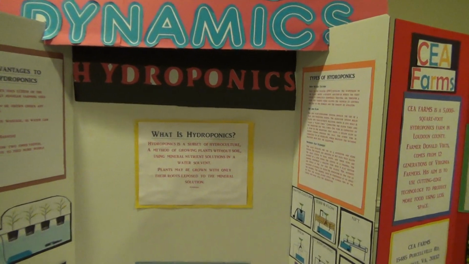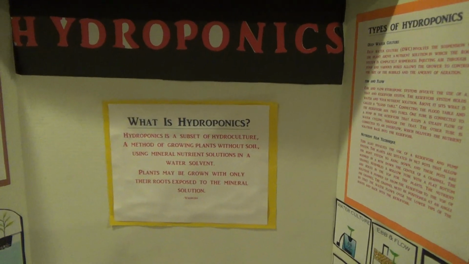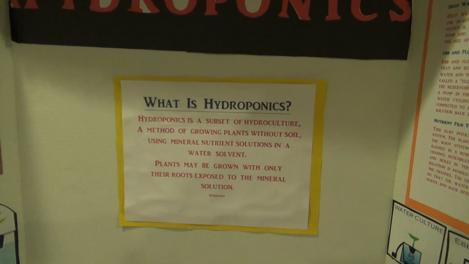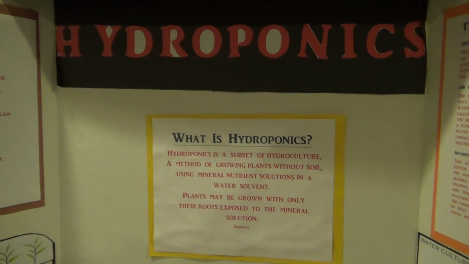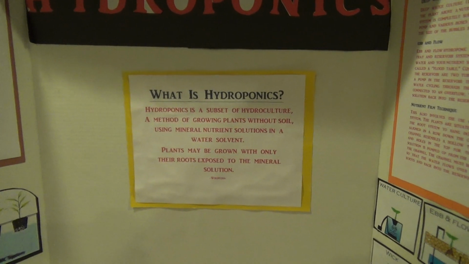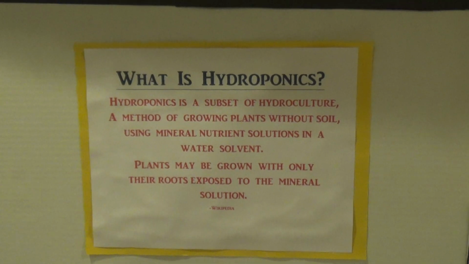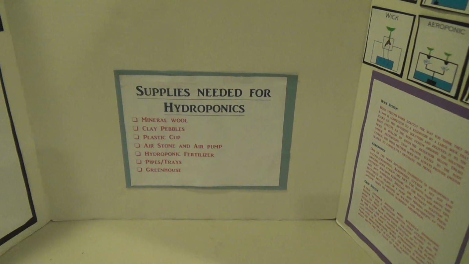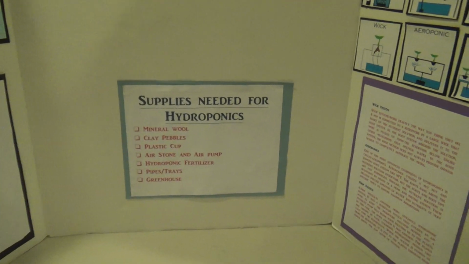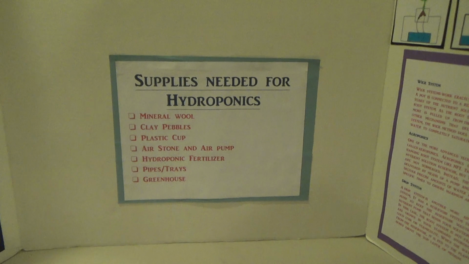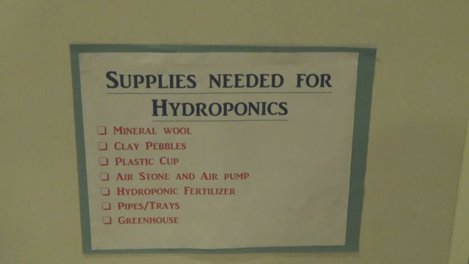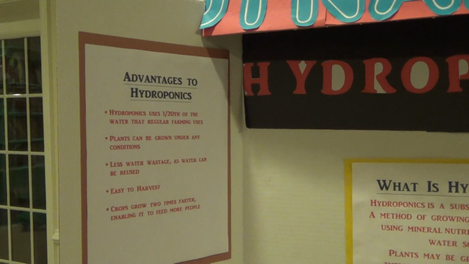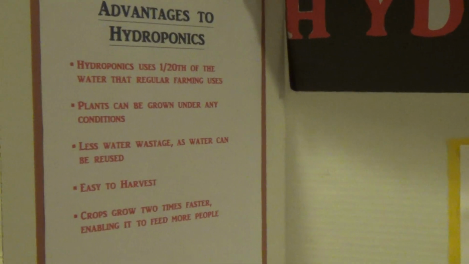What is hydroponics? Hydroponics is a subset of hydroculture, a method of growing plants without soil using mineral water solutions in a water solvent. Plants may be grown with only their roots exposed to the mineral solution. Supplies needed for hydroponics: mineral wool, clay pebbles, plastic cup, air stone and air pump, hydroponic fertilizer, pipes and trays, greenhouse. Advantages to hydroponics. Hydroponics uses just 1/20th of the water that regular farming uses.